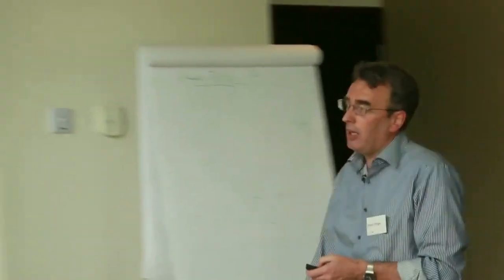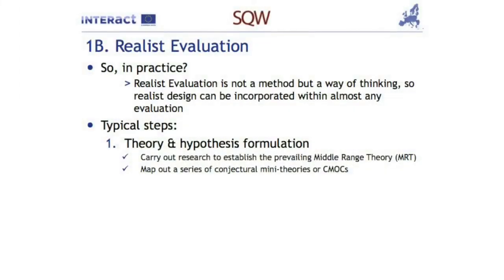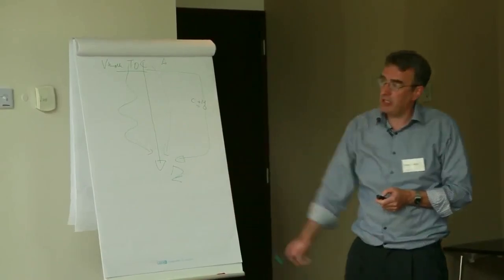So typically, again, it's a theory and hypothesis formulation exercise, developing what they call the middle range theory. That's this one in the middle, yeah. And then a series of what they refer to as conjectural mini theories or CMOCs, a wiggly one, a curved one, an angular one, asking which configurations seem to give the best results in terms of achieving Z.